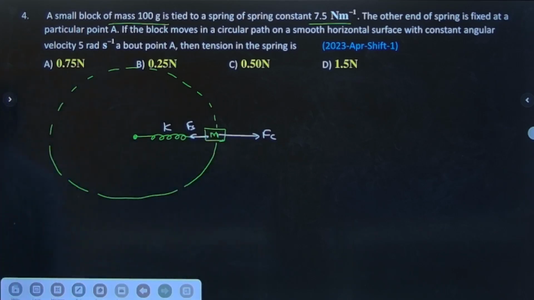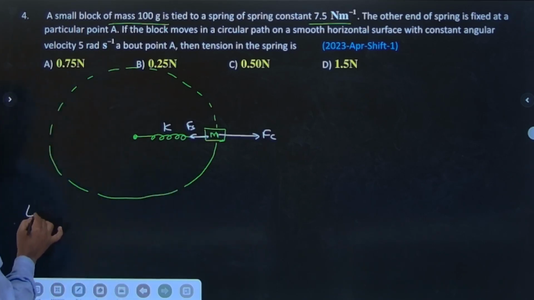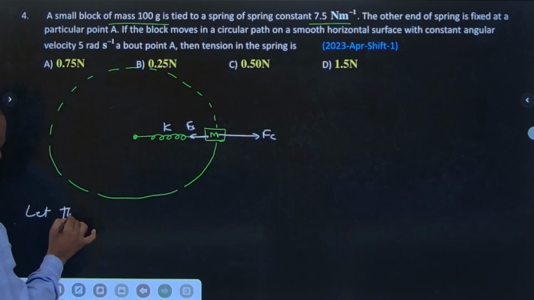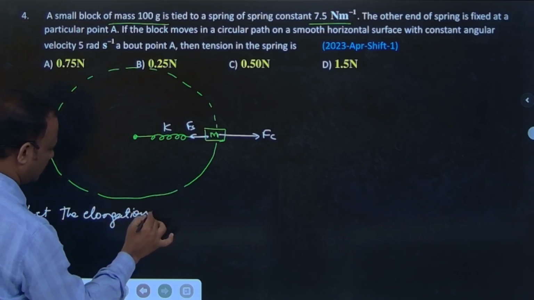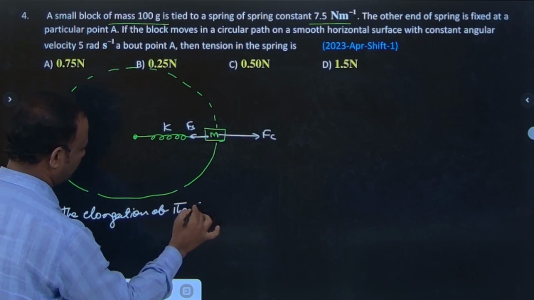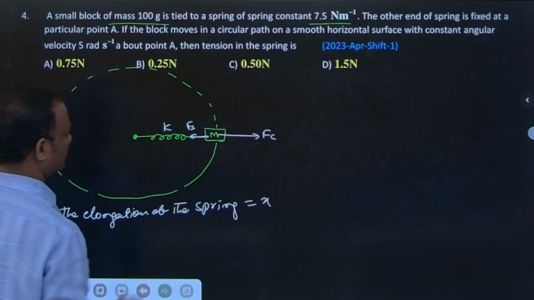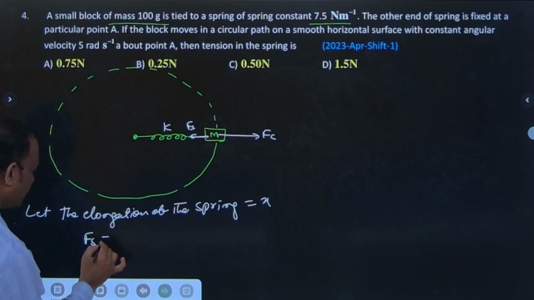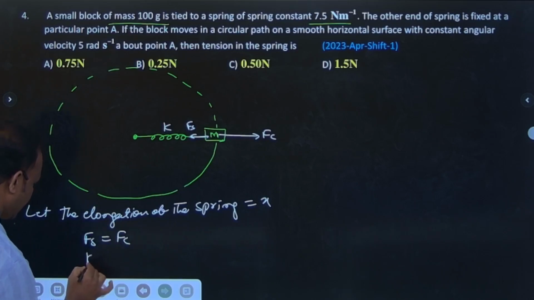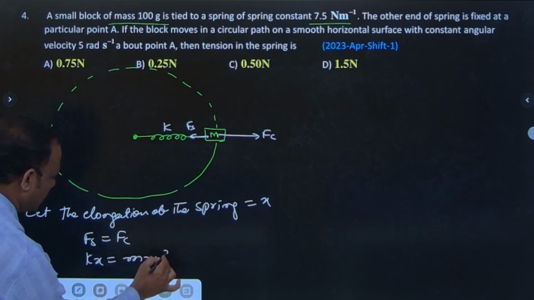Central force is balanced by what? Spring force. So now when it is elongated, let the elongation of the spring be x. Then Fs is equal to Fc, kx is equal to mrω².